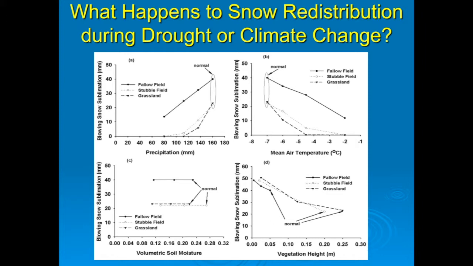As we decrease the vegetation height, we get an increase in blowing snow sublimation because there's less vegetation to trap it. And of course, soil moisture doesn't have any impact on blowing snow sublimation at all. So it gives us some idea of what might be happening as a drought occurs.